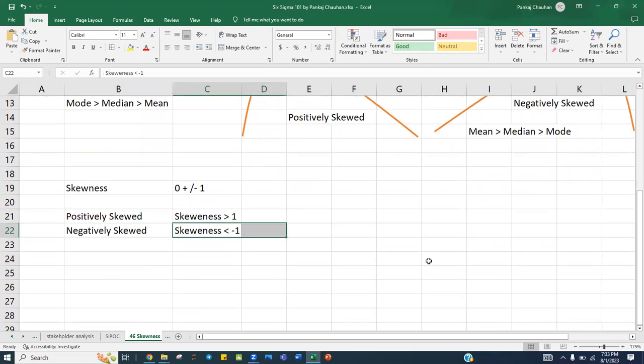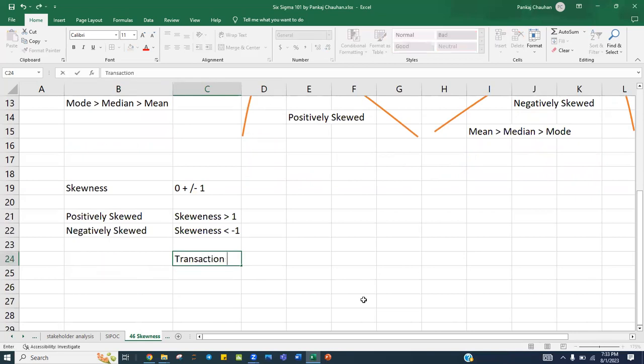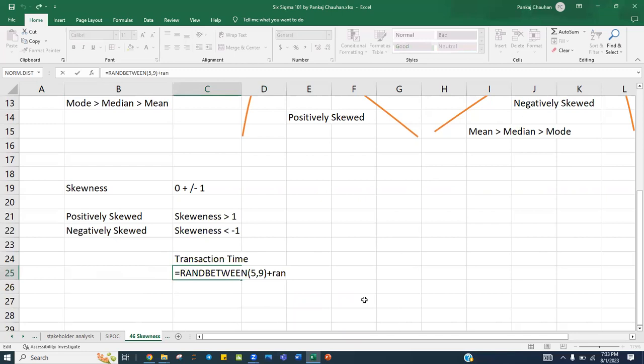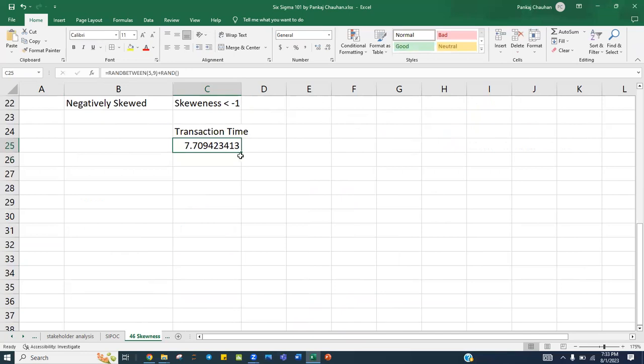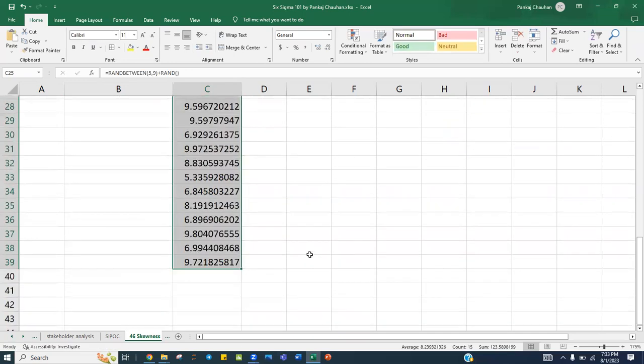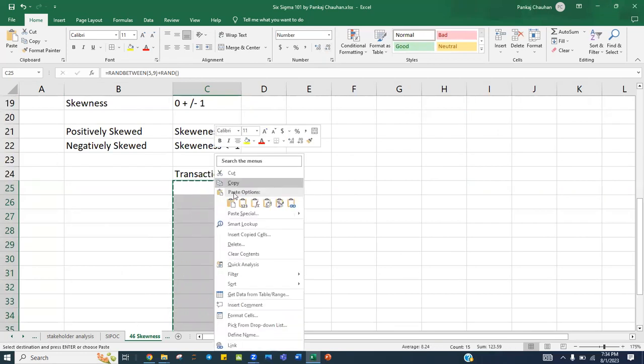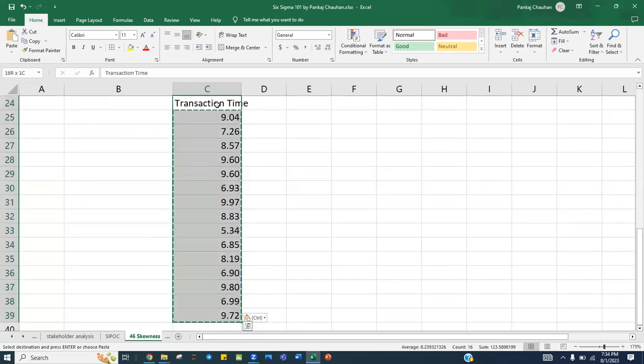How to calculate this in Excel? Let's generate some data. Maybe this is your transaction time, any time you are taking for a completed transaction, either AHT or whatever, and I'm generating some random numbers. Maybe the AHT of your data is somewhere between 5 to 10 minutes. And here are the numbers. I have generated this 5 to 10 minute data for, let's say, 15 data points. I'm keeping it to 2 decimals, pasting as values so that the values do not change.